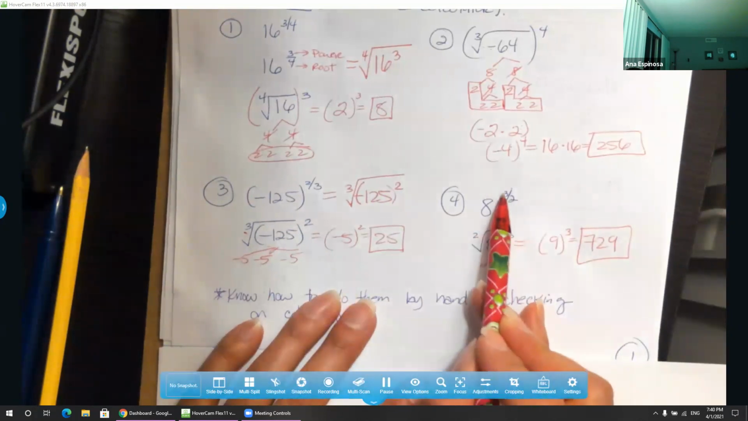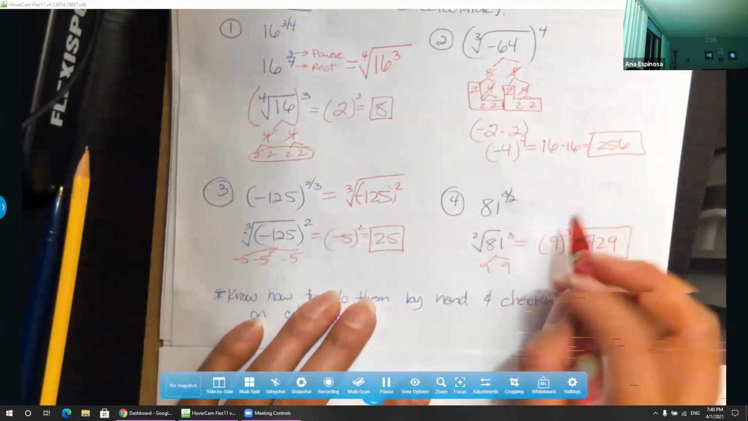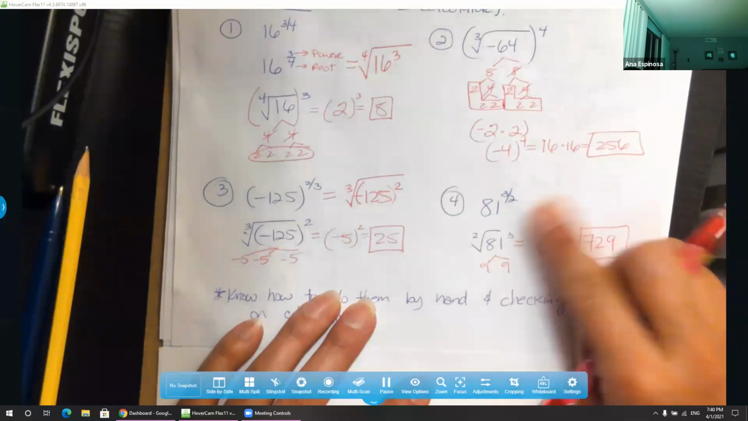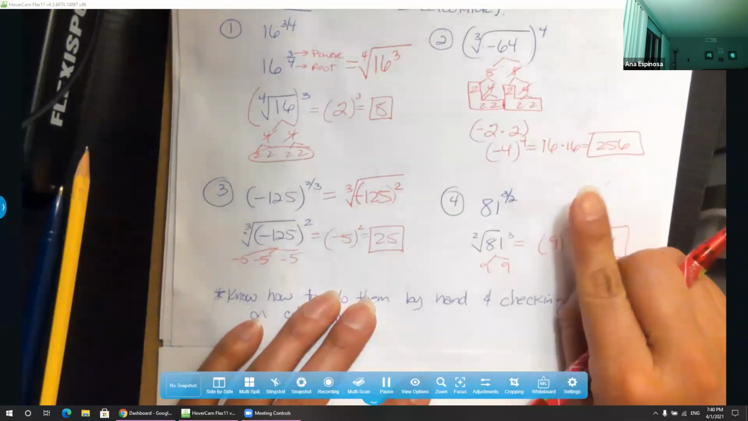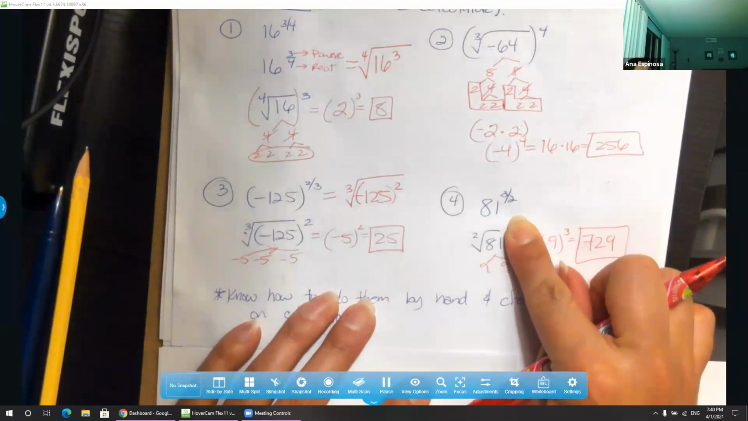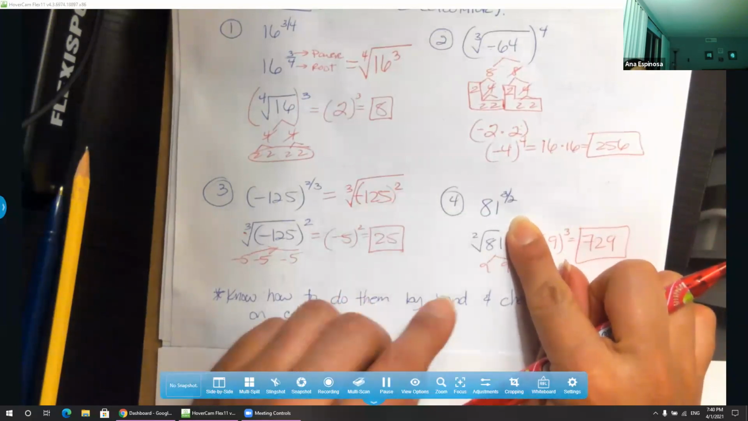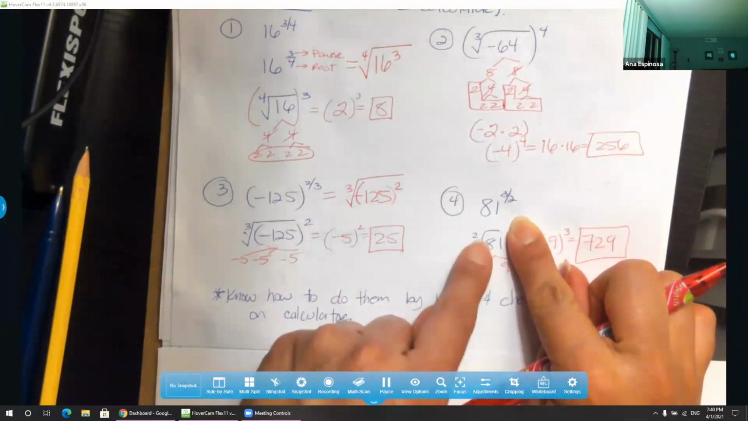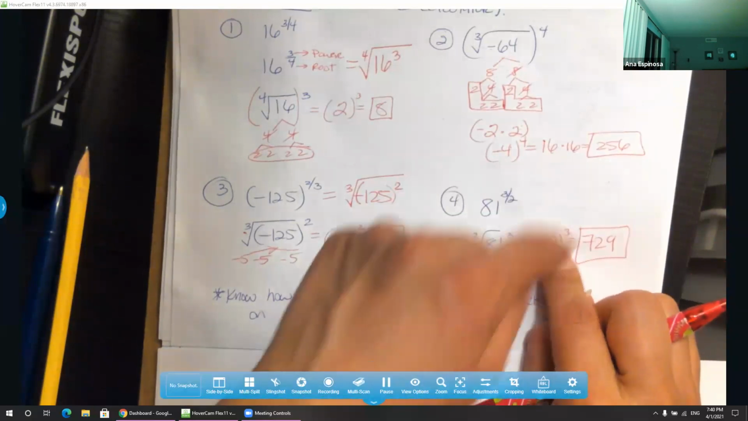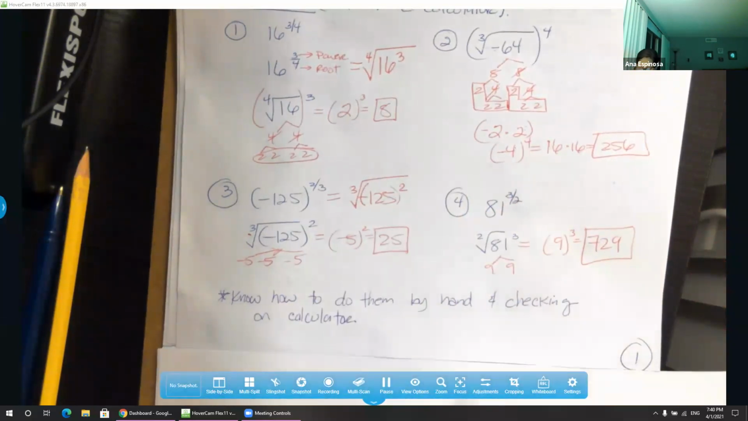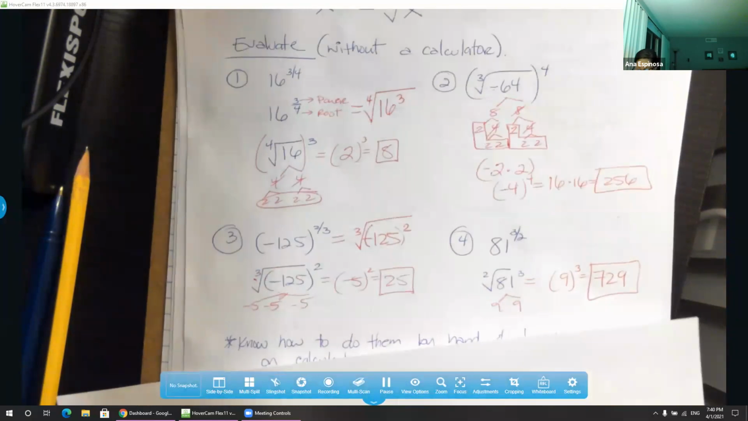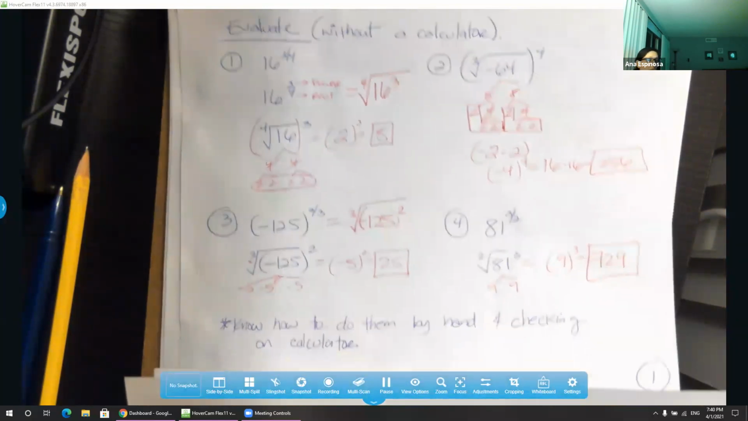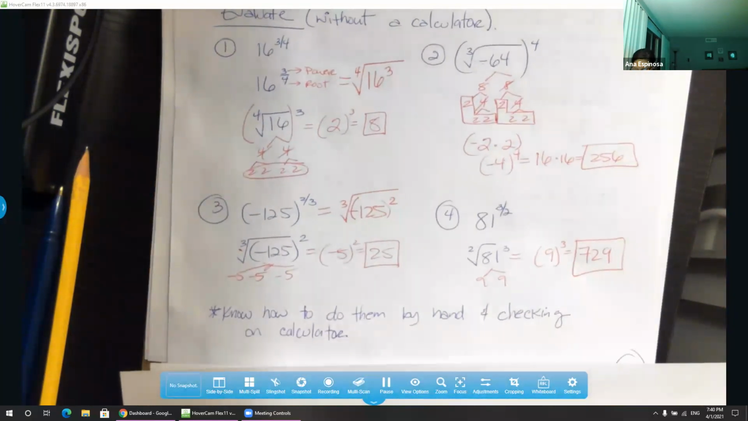Here's the same thing, power over root. The power is here. I don't want to take 81 and cube it. Hell no. So I'm going to cover up the power, do the reduction here to a 9, and then cube that answer, and that's much easier. Okay, so here it says know how to do them by hand and check on your calculator. We can always go over that in class.